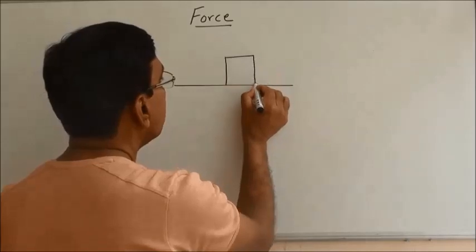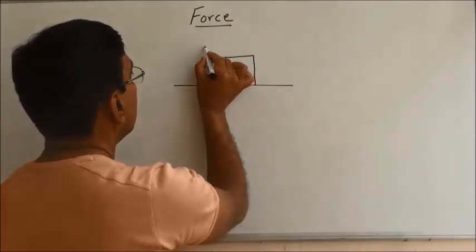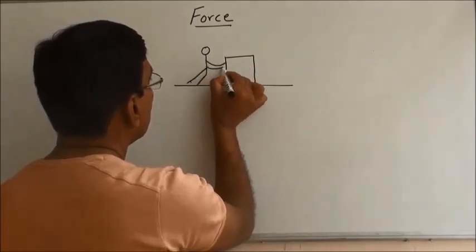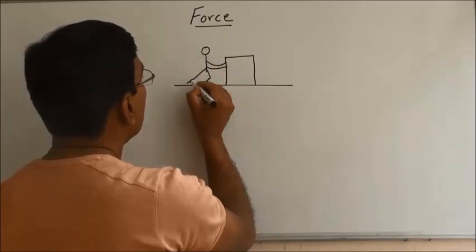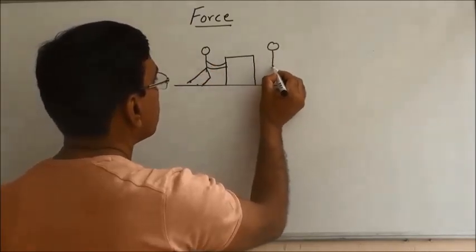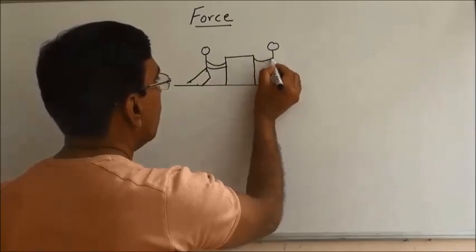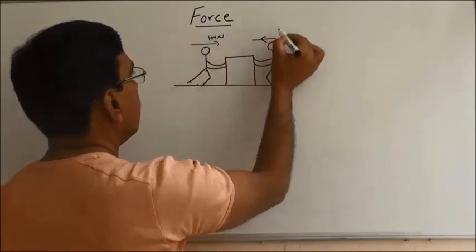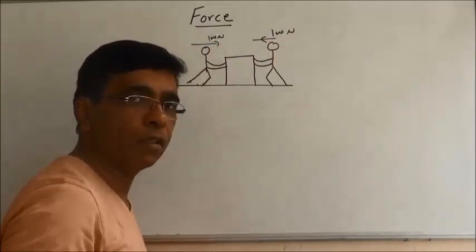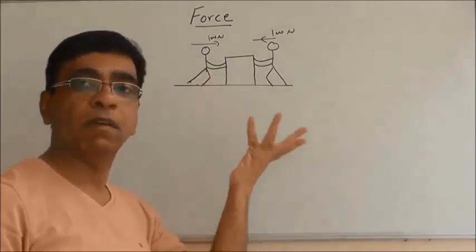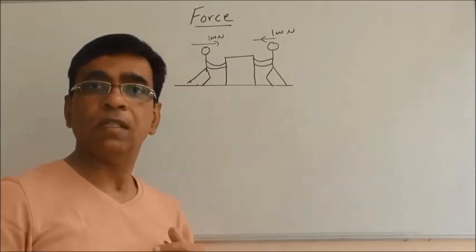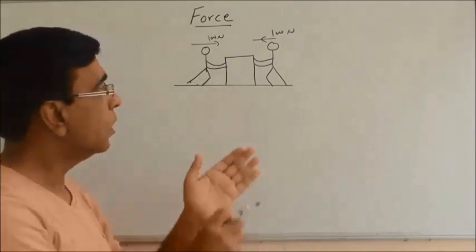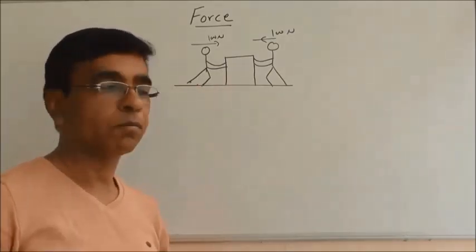Just think of this example and then answer that question. If it is an object and a person is pushing it in this direction, and there is another person pushing it in this direction, and both of them are applying, suppose, 100 Newton force, what will be the result? The body will remain wherever it is. This force and this force, they will cancel out. So if there is no acceleration, it means the net force on this body is zero.